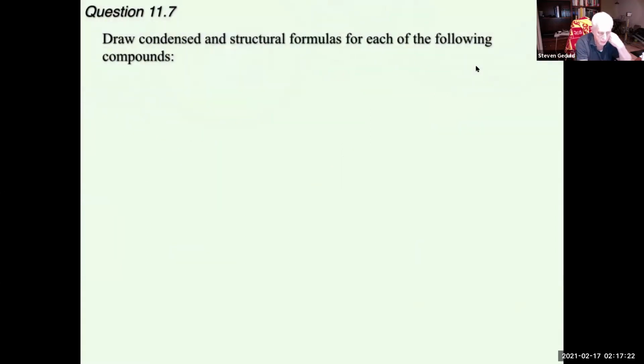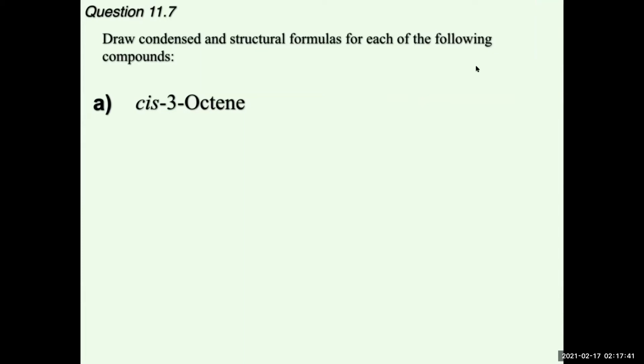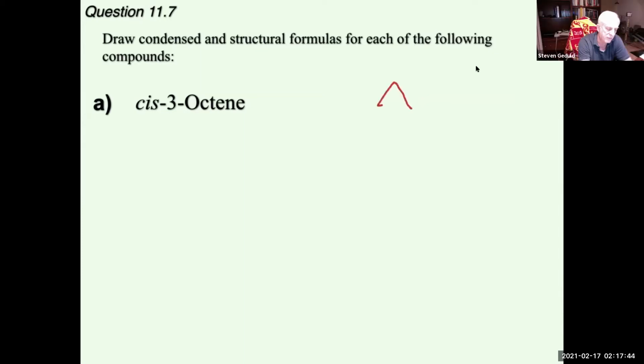Okay. Draw the condensed and structural forms for each of the following compounds. Cis-3-octene. Okay. What I'll do is draw the line form on the top, and then underneath it, we'll do the condensed and structural formulas. So octene has how many carbons? 8. 8 carbons: 1, 2, 3, 4, 5, 6, 7, 8. Octene means there's a double bond at the number 3 position. So 1, 2, 3.